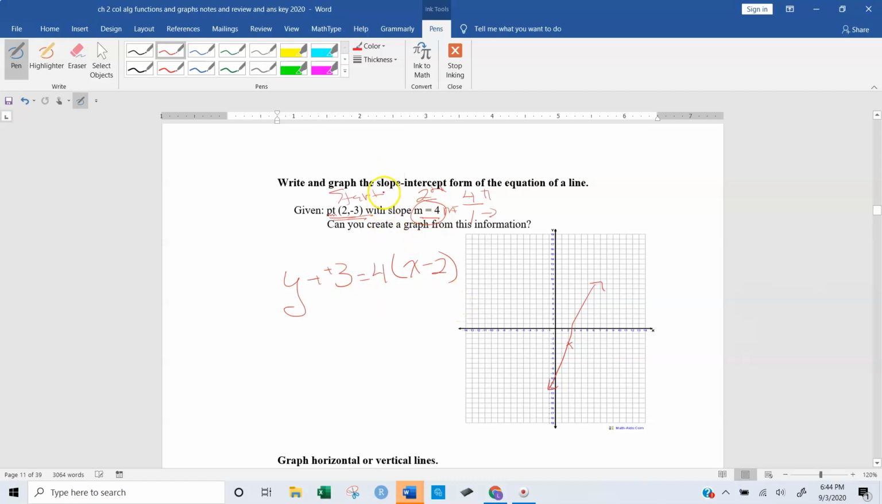And if you look here, though, it said, hey, I need the slope-intercept form of the equation. That means I must solve for y. So y plus 3 equals 4x minus 8. Subtract your 3. So y equals 4x minus 11. I hope you did a great job.